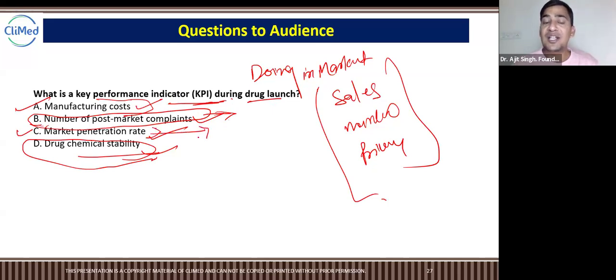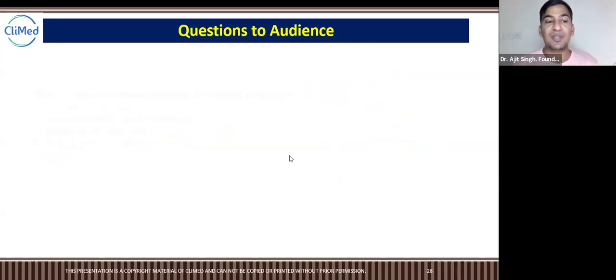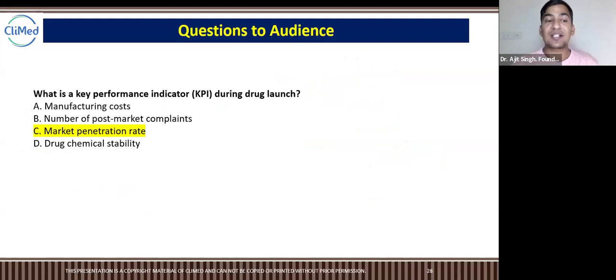I believe market penetration rate is the correct answer for the performance indication: how much the drug has penetrated the market, how much audience it has reached, how many stakeholders and KOLs it has reached, what market percentage or portion of the market is using this drug. So the correct answer is market penetration rate. Performance indication is directly proportional to market penetration rate. Performance in the market, in terms of sales and marketing, is directly the market penetration rate.